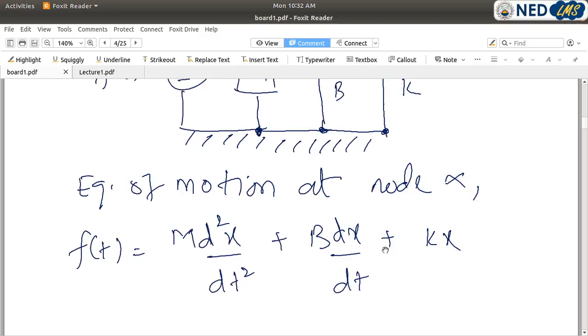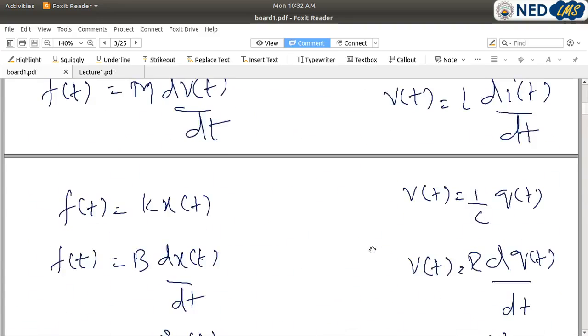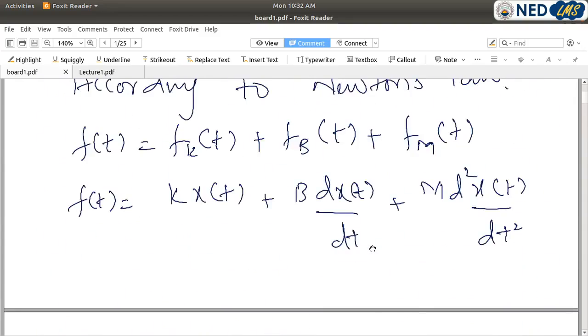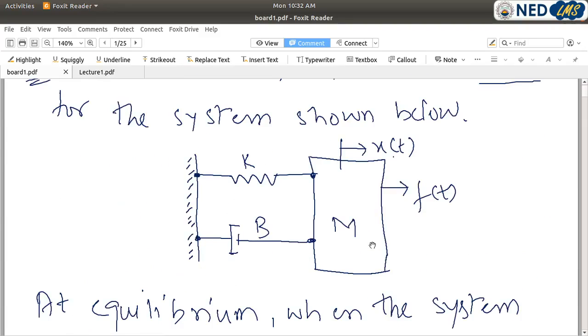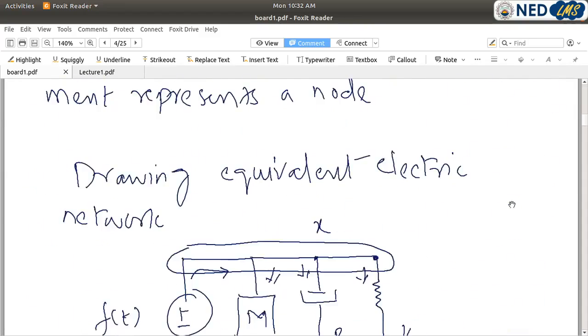Now let's find out the transfer function of mechanical system with 2 degrees of freedom. Degree of freedom means the number of independent motions in the system. As you can see in the previous problem, as we did in the last lecture, the number of independent motion is only 1, since only this mass is displaced. Now let's do a problem with 2 degrees of freedom.